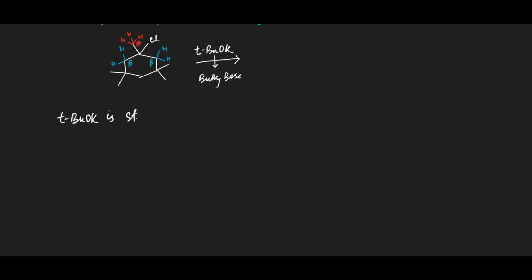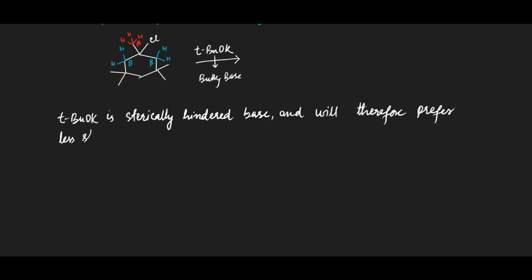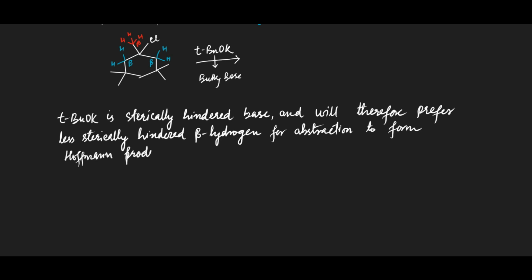Consider this alkyl halide treated with potassium tertiary butoxide base. This is a bulky base. Substrate has 3 beta positions. The 2 beta positions inside the cyclic ring are similar. Tertiary butoxide is a sterically hindered base, and will therefore prefer the less sterically hindered beta hydrogen for abstraction to form Hofmann product as major product.